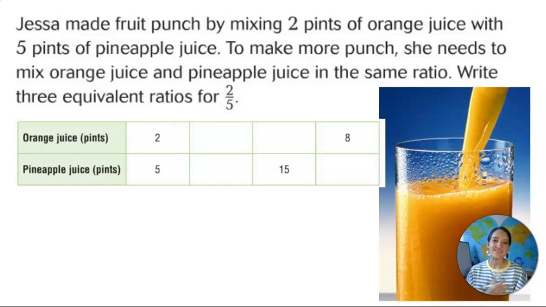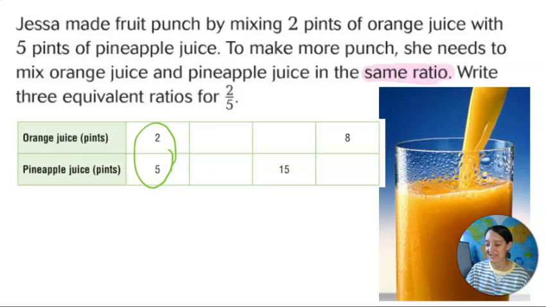So Jessa made fruit punch by mixing 2 pints of orange juice with 5 pints of pineapple juice. To make more punch, she needs to mix orange juice and pineapple juice in the same ratio. That's really important, right? She wants her fruit punch to taste the exact same. So how can she make it taste the exact same? It's super popular, right? If she only mixes 2 pints of orange juice and 5 pints of pineapple juice, it's going to be drunk by everyone really quickly. So she's got to make more, but she wants to make it taste the same.